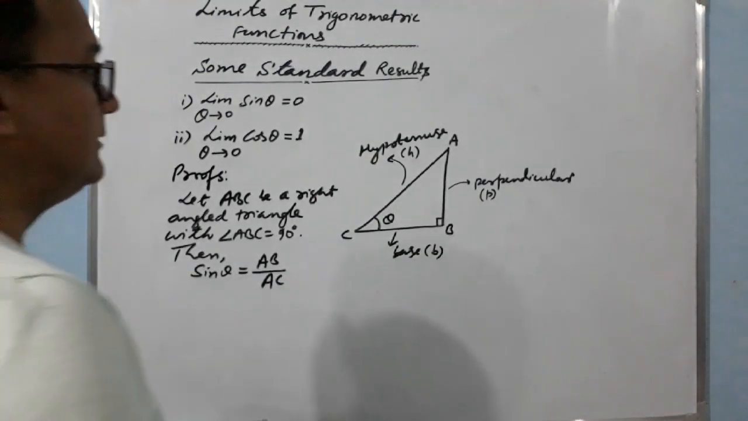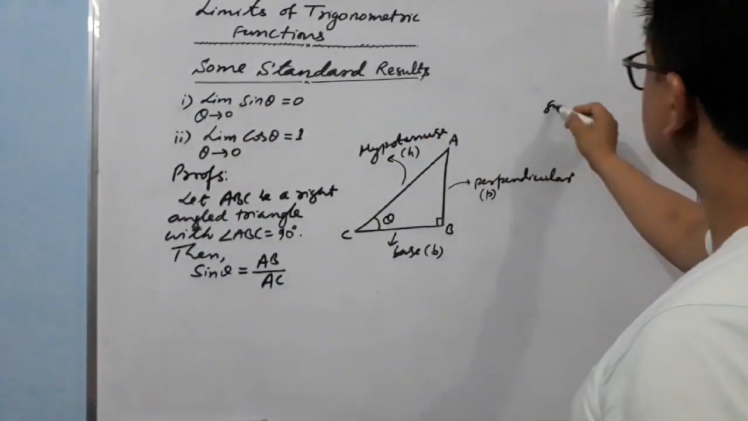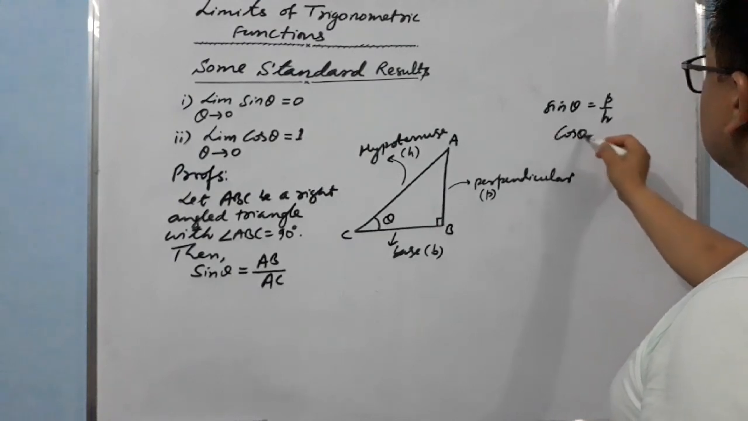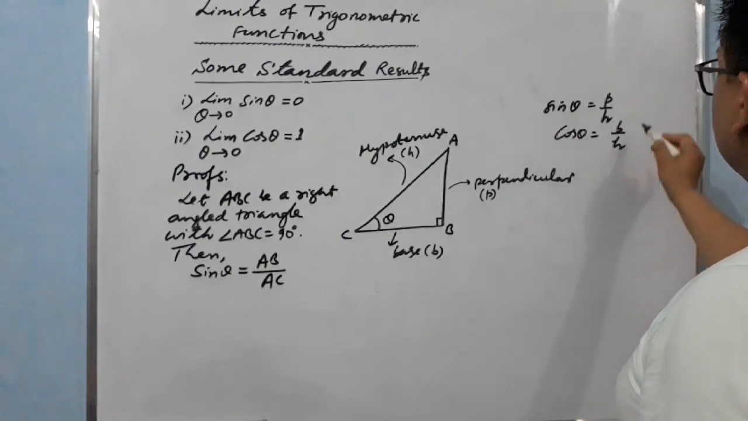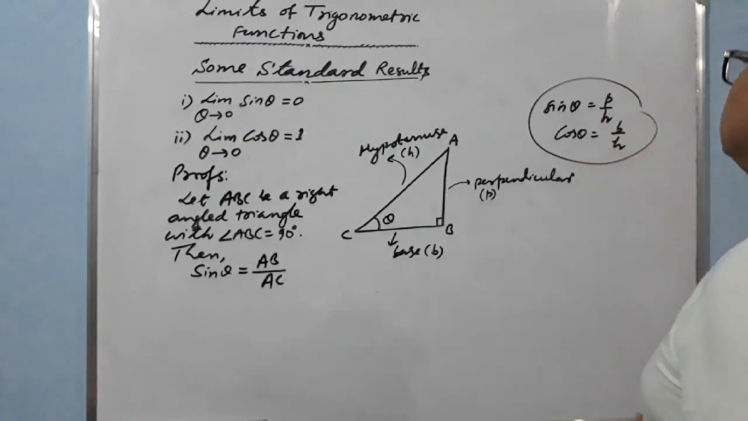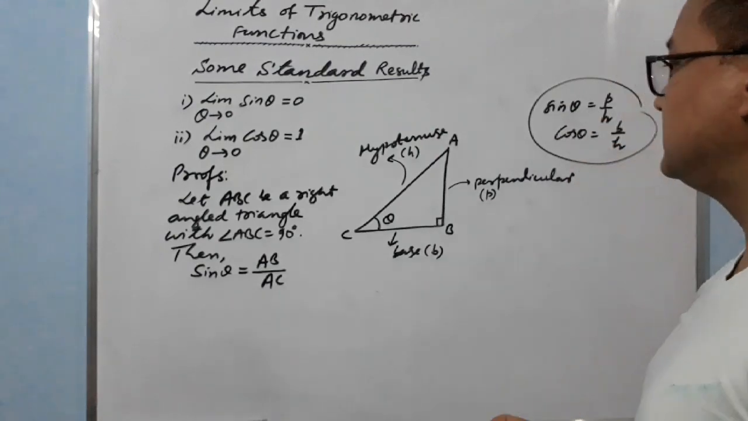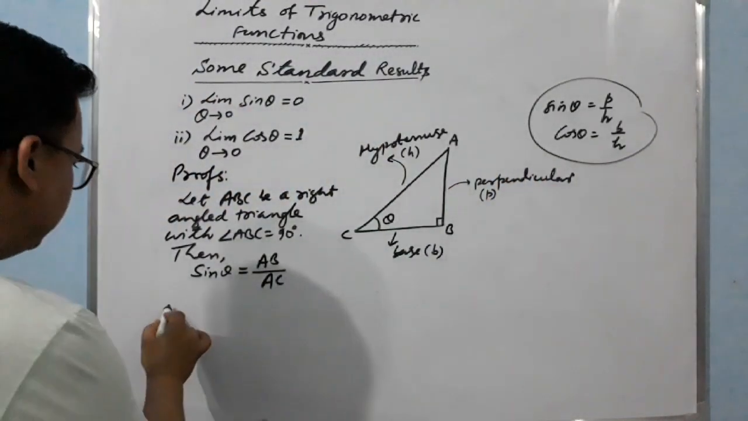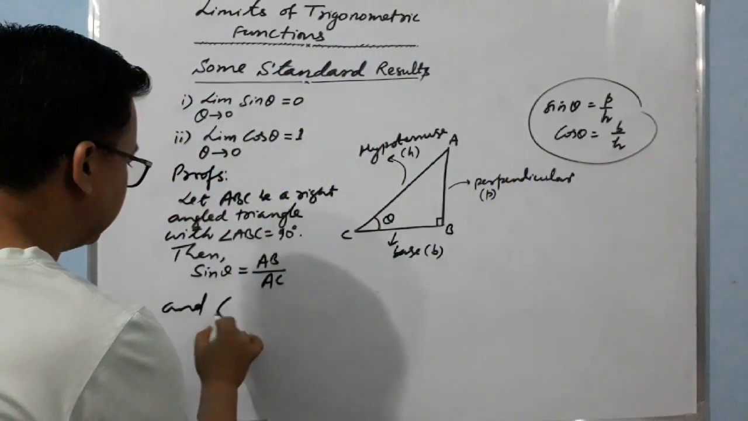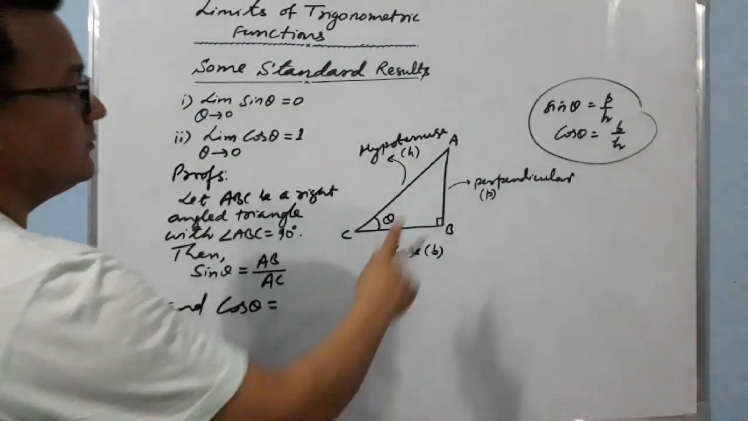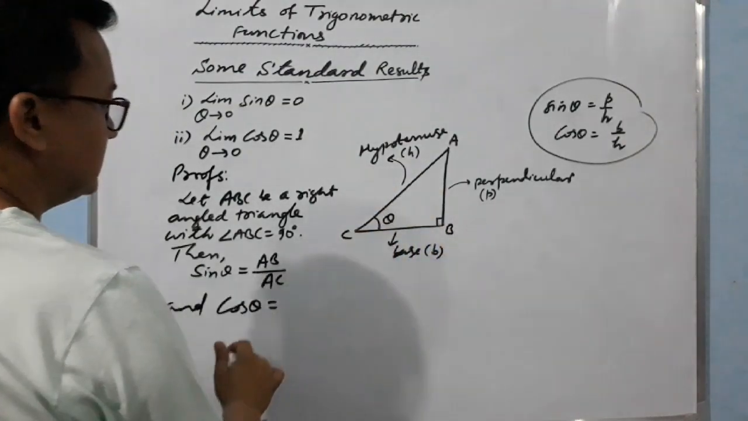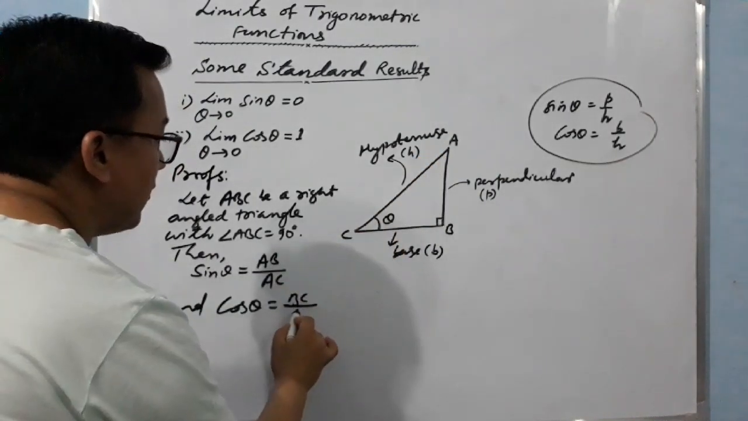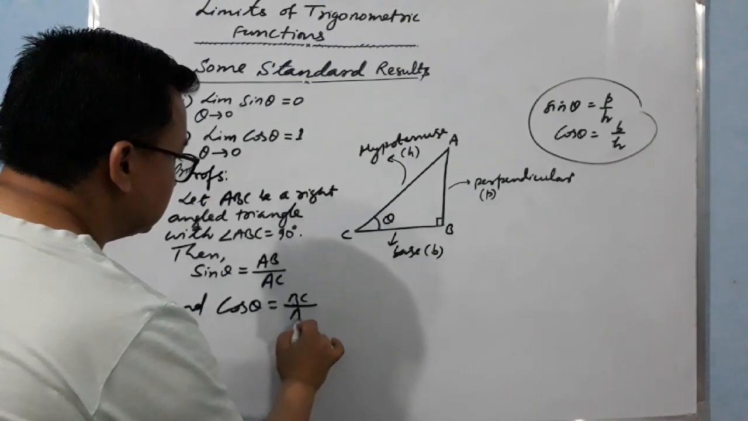Sine theta means perpendicular upon hypotenuse. Cos theta is your base upon hypotenuse, because we need here sin theta and cos theta. That's why I'm not going to discuss the other trigonometric ratios. And cos theta is equal to base upon hypotenuse. Base means your BC upon hypotenuse your AC.